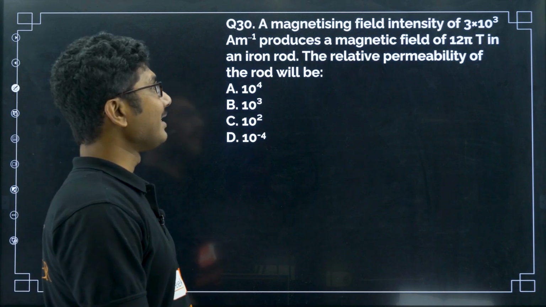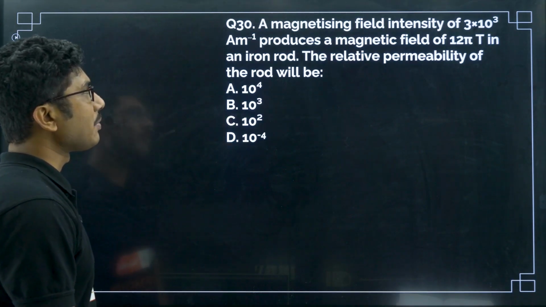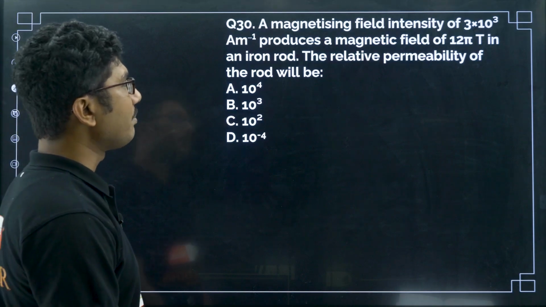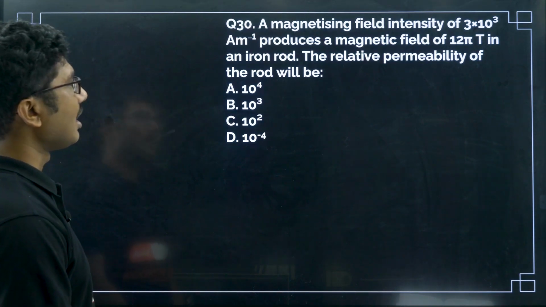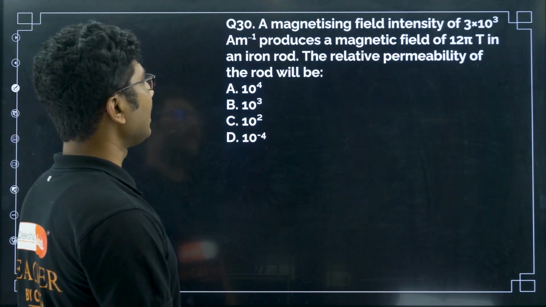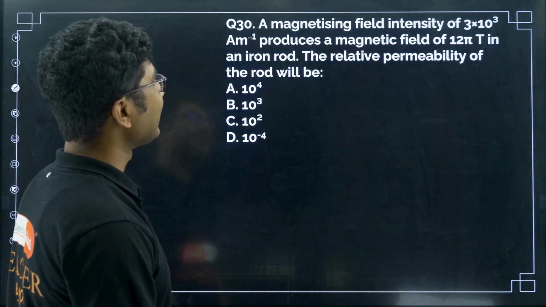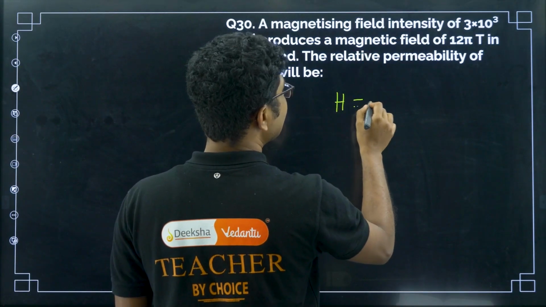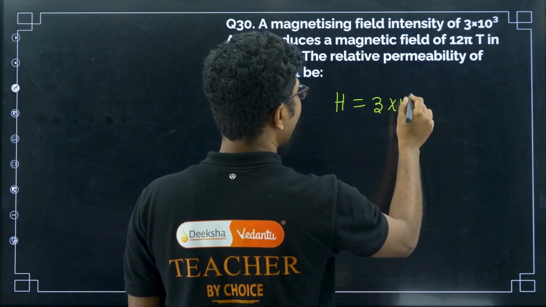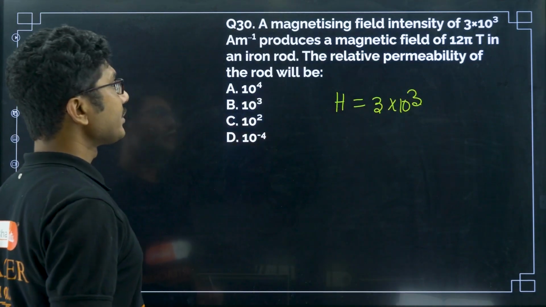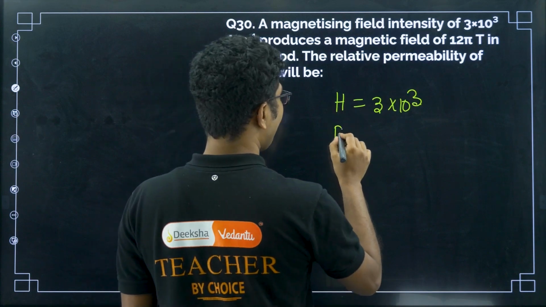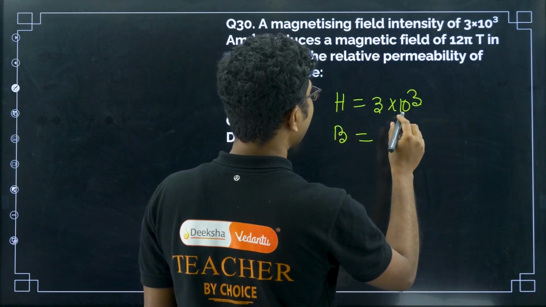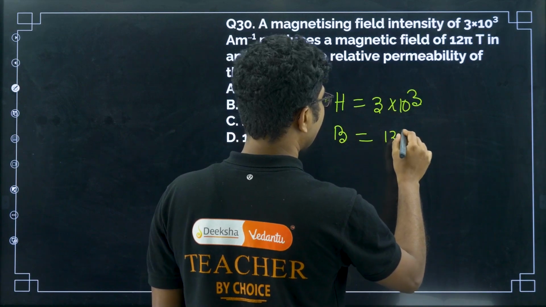A magnetic field intensity of 3 times 10 to the power of 3 ampere per meter produces a magnetic field of 12 pi Tesla in an iron rod. The relative permeability of the rod is? So what is the magnetic field intensity? H is given by 3 times 10 to the power of 3. It produces a magnetic field, and the magnetic field is given as 12 pi.